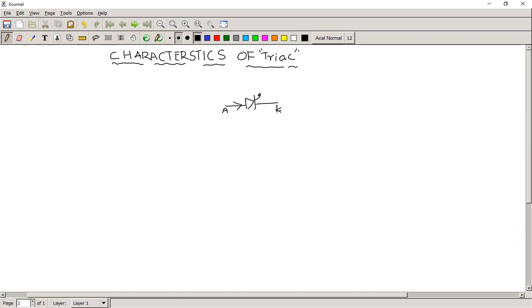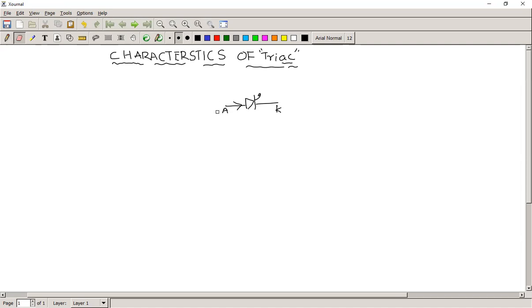Now we are going to see the triac. What is the difference between the SCR and triac? In the name itself it is there. Tri means three terminal. AC, nothing but it is an AC device. It is a bidirectional device.